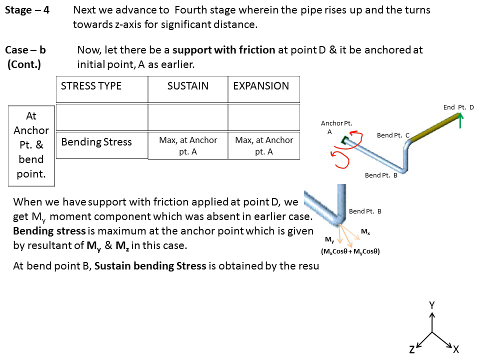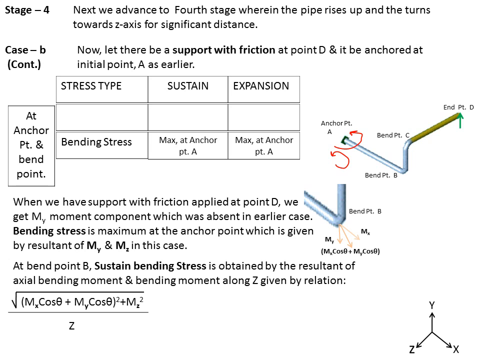At bend point B, sustained bending stress is obtained by the resultant of axial bending moment and bending moment along Z, given by the relation: square root of (Mx cos theta plus My cos theta) the whole squared plus Mz the whole squared, divided by the section modulus of the pipe, into the stress intensification factor at bend point B. So here, as we have seen this equation earlier, we will now have the My component of the moment adding up into this sustained bending stress formula, and it will give the net sustained bending stress at the bend point B. So it's in the axial direction of the bend, Mx cos theta plus My cos theta, and this is coupled with the perpendicular direction moment Mz, and then divided by the section modulus.